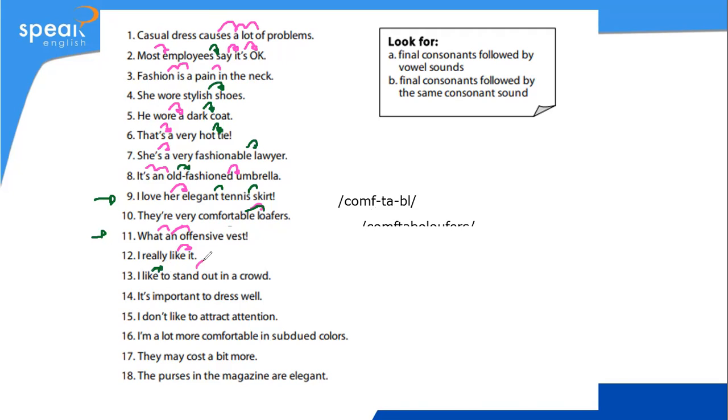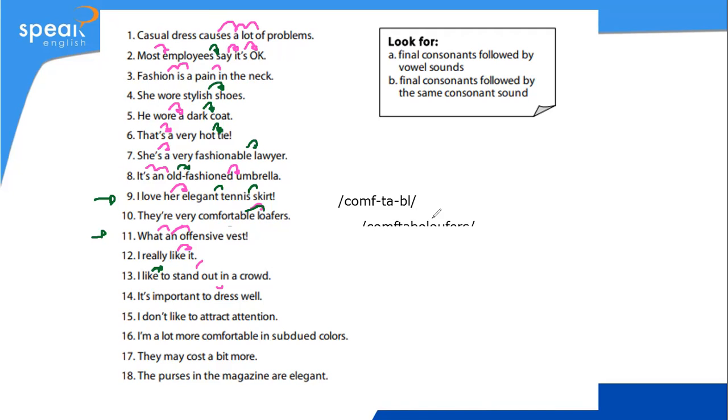Stand out. I don't know how the linking sound is with out in a. So we're going to say stand out in a crowd. Stand out in a crowd. Can we link the out with in? Stand out in a. It has to sound like Tina. Stand out in a. I like to stand out in a crowd. Exactly. Very good.